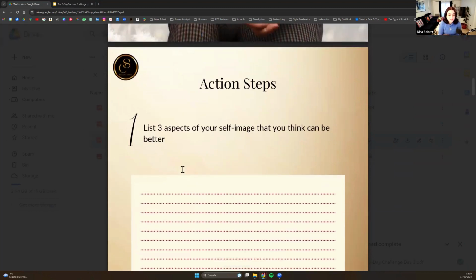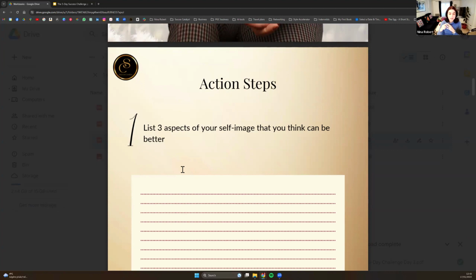First, I want you to list 3 aspects of your self-image that you think can be better. It could be anything. For example, when I started, I listed my physical aspect. I wanted to change the way I look, or at least I wanted to make it better for me to have more self-confidence and to approach people with more ease. So I started doing that. Second thing for me was to be able to talk more to people. That was something that I struggled with in the past.